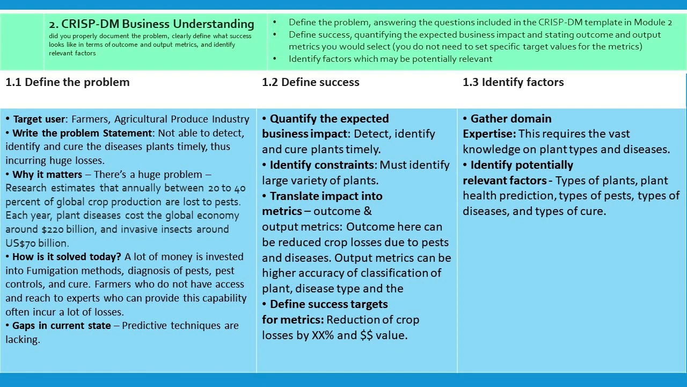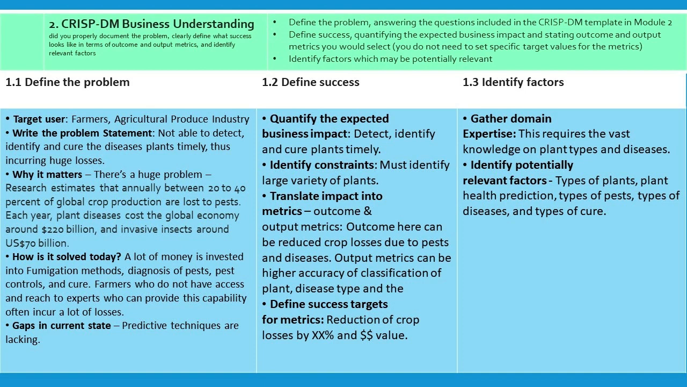Now the second subsection in business understanding is defining success. The expected business impact is to detect, identify and cure plants timely. The constraints here can be identifying large variety of plants. The outcome here can be reduced crop losses due to pest and diseases. The output metrics can be higher accuracy of classification of plant disease type. Now the success target is reduction of crop losses by X number of percentages and dollar value. So how do we bring it down from $220 billion to a certain dollar value, right? That's the success target for us.